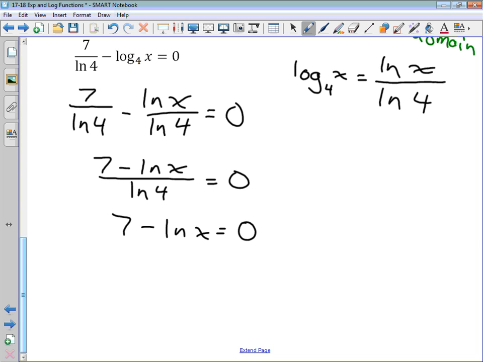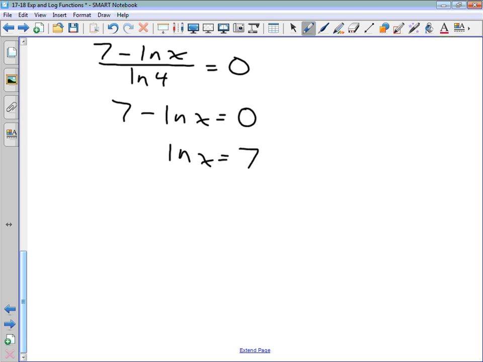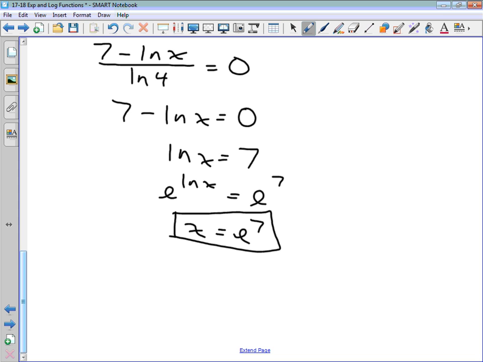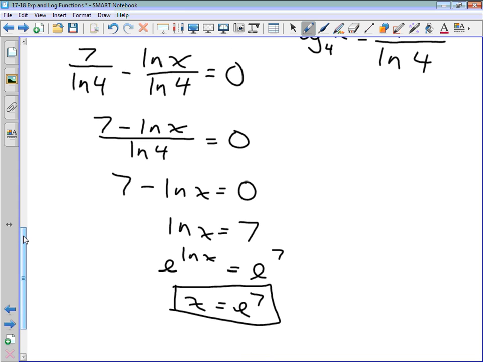Then I'm just going to bring the ln x over to the other side. ln x equals 7. How do we solve this thing here? Yep. So x is going to equal e to the 7. Okay. So get in the habit of using that change of base formula to get your bases to agree with each other.